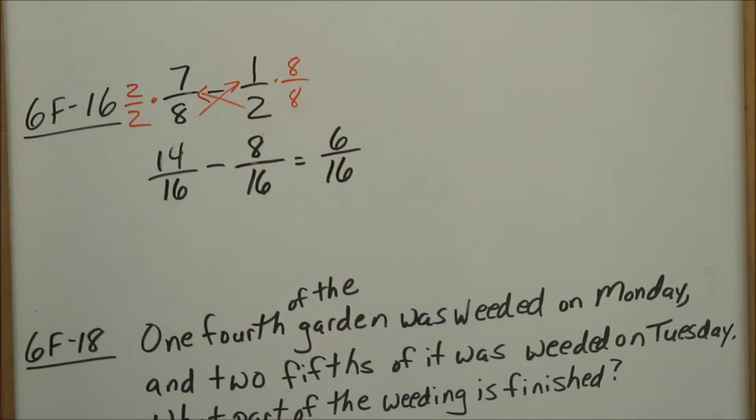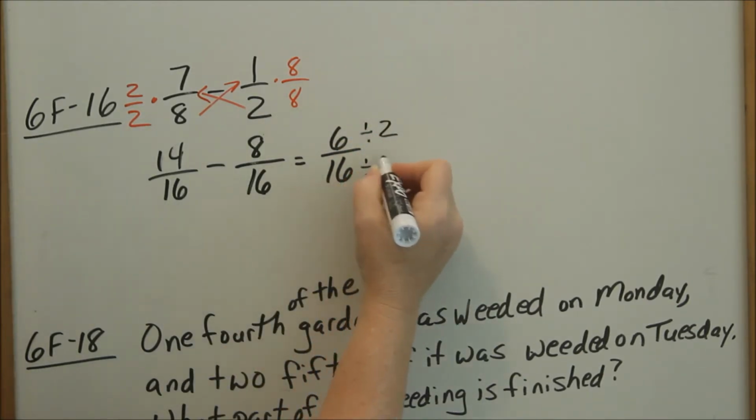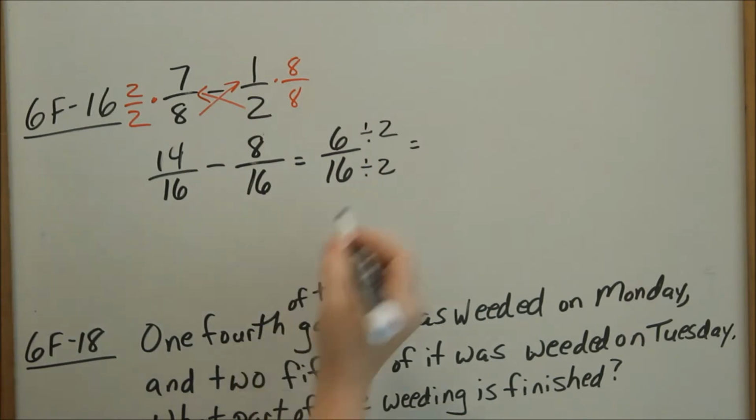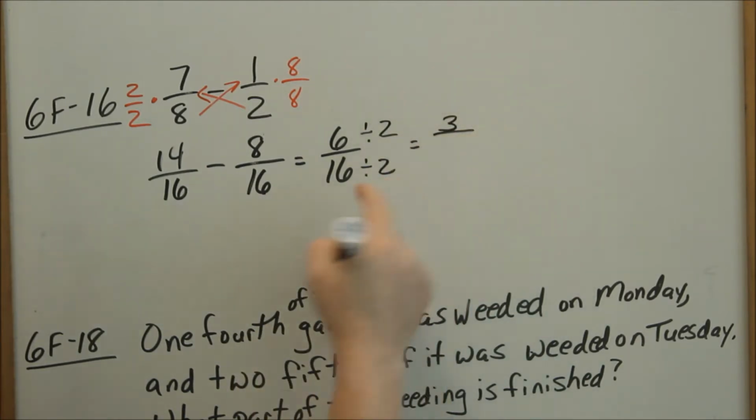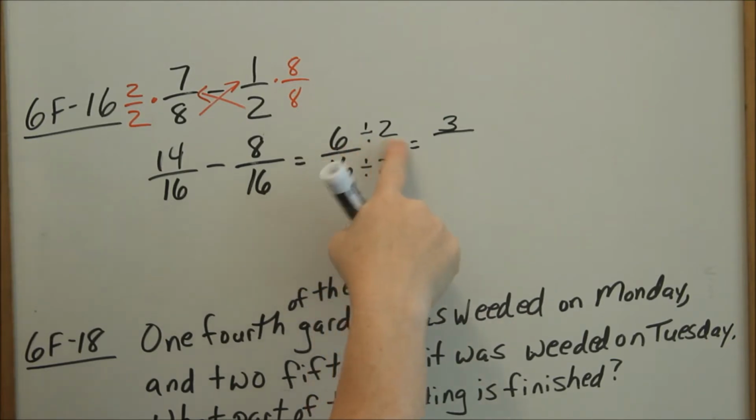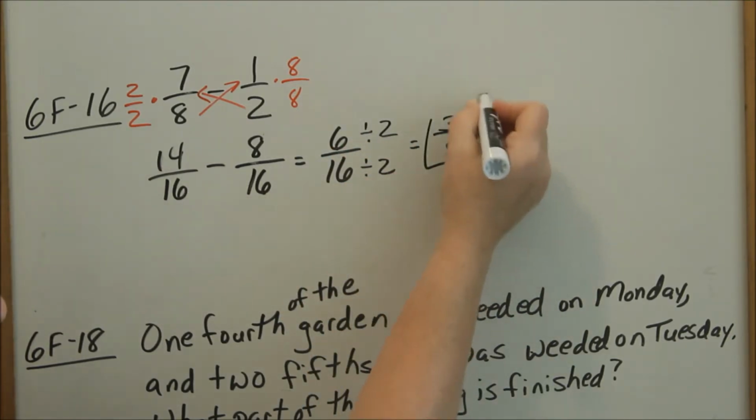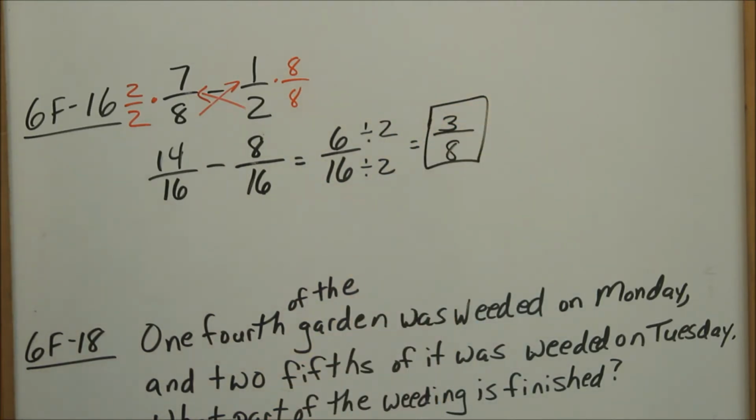We can reduce that. Always reduce. We can reduce by 2, meaning we're going to divide them both by 2. 6 divided by 2, 3. 16 divided by 2, 8. 3 eighths, and that won't reduce anymore.